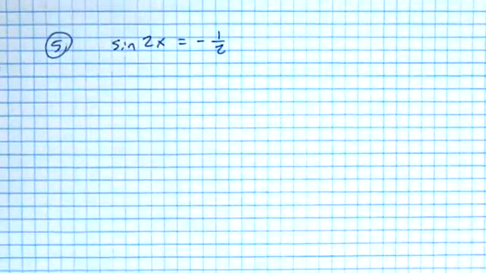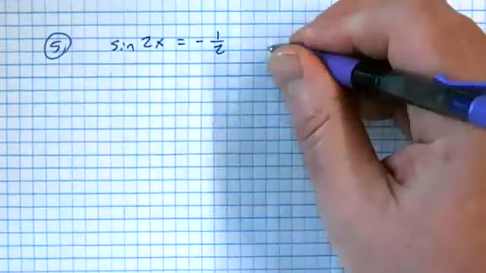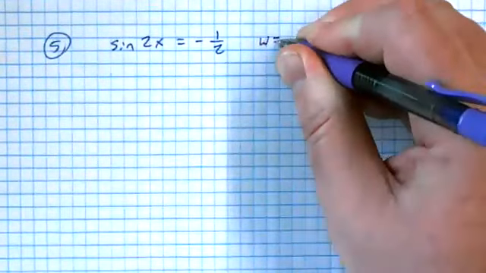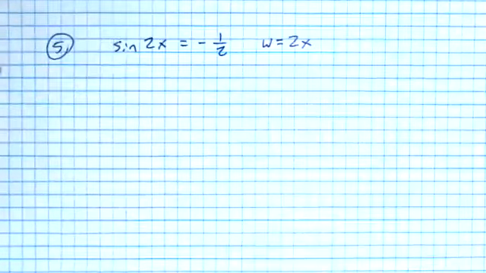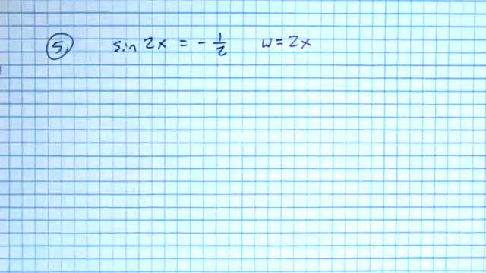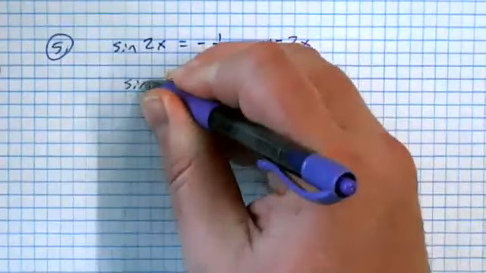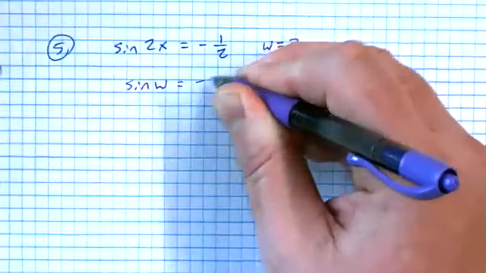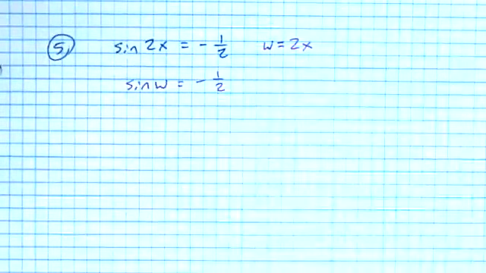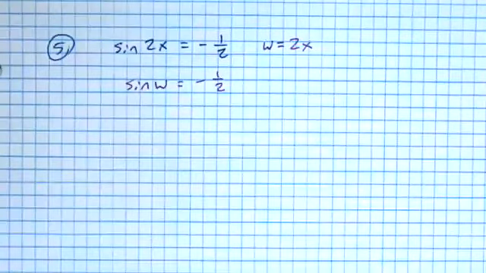Well, here's what I'm going to do. I'm going to use a little W substitution. We're going to let W equal 2X. So my new equation is sine W equals -1/2. All right, W is just an angle.